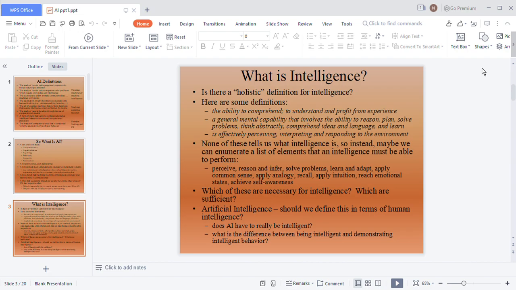Is there any holistic definition for intelligence? So, we have some ideas. Based on the ideas, we need to talk about this. There are so many things we need to discuss more elaborately. If the time permits, I will explain all those things.